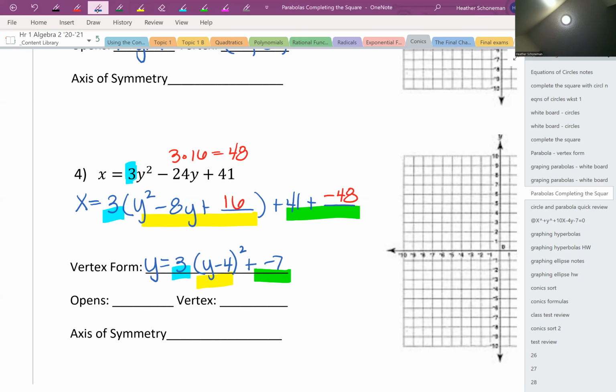Okay, on this one, I have, oh my gosh, I did it again. I need to pay more attention. This is x equals. Again, I've got x equals a positive, so it's still going to be opening to the right. And my vertex, because there's a y in the parentheses, that's controlling my y of my vertex, so that's positive 4. And this one is negative 7.